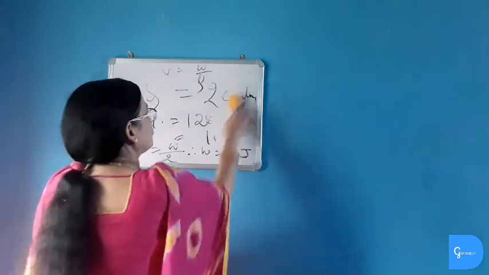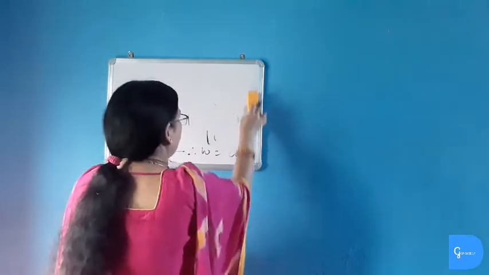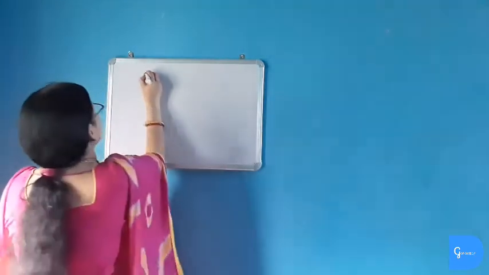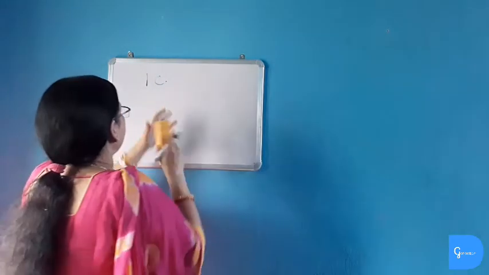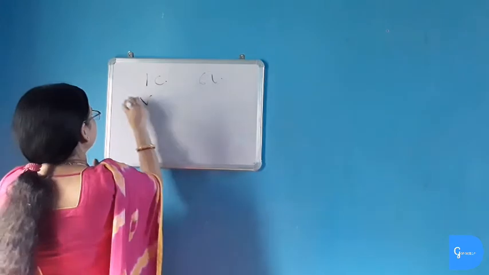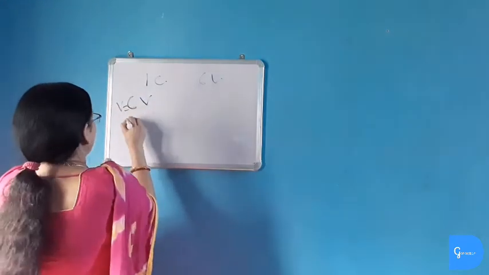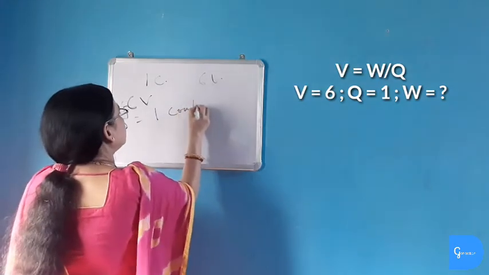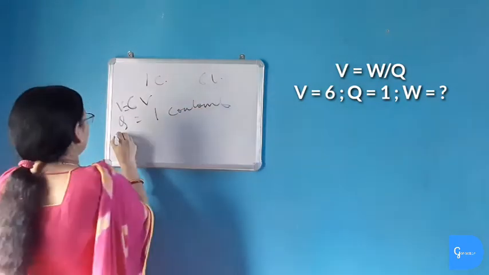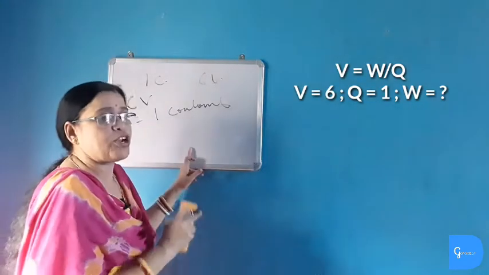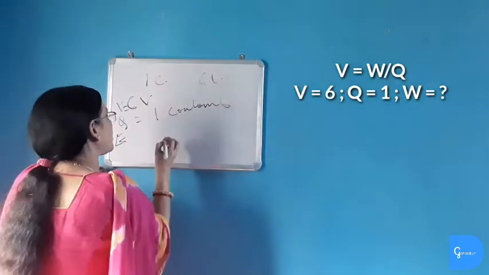And again another example: how much energy is given to move 1 coulomb of electric charge in a 6 volt battery? Here potential difference is 6 volt, V is equal to 6 volt, and the quantity of electric charge is 1 coulomb. The amount of energy given and work done have a similar unit, joule. So energy given or work done is the same.